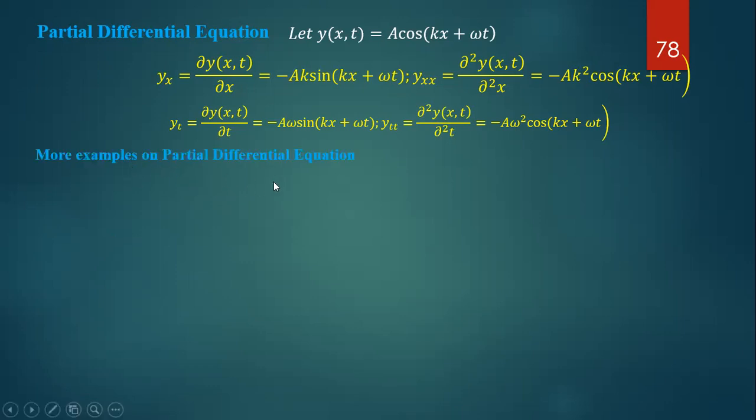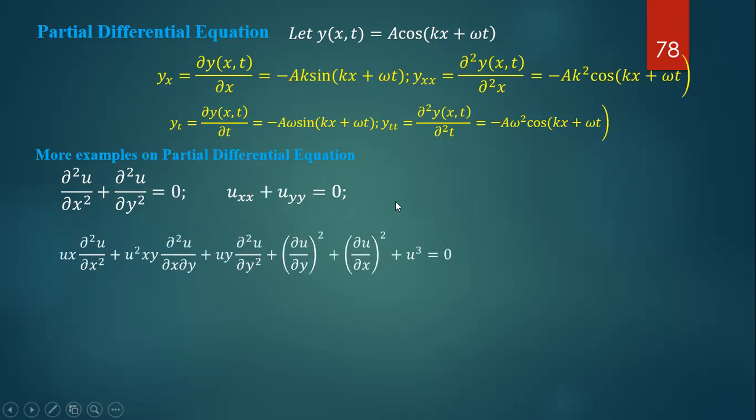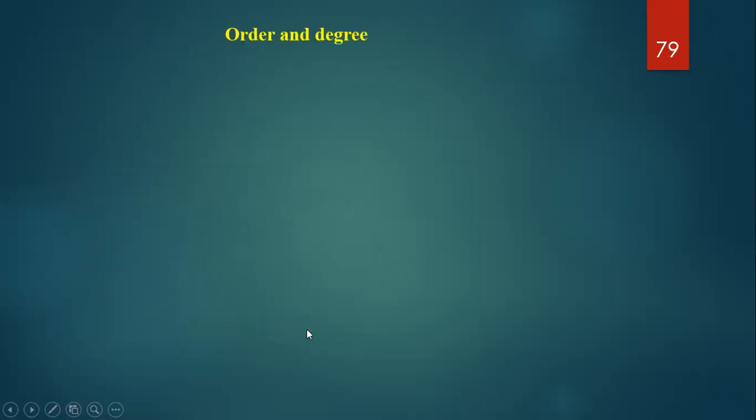More examples on partial differential equations: we have this heat equation. This is one representation and this is another representation; these two are similar. Or this is a combination of representations. This is also another partial differential equation, and this is again a partial differential equation. Now, the order and the degree of the equations.